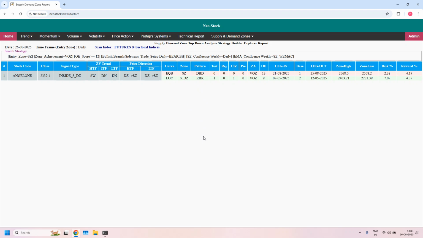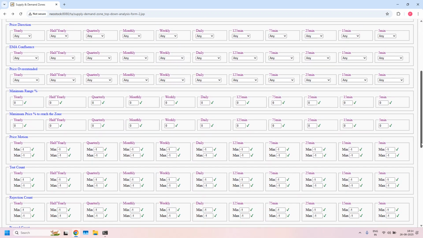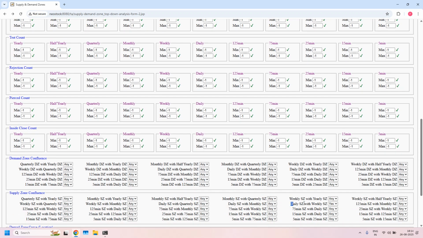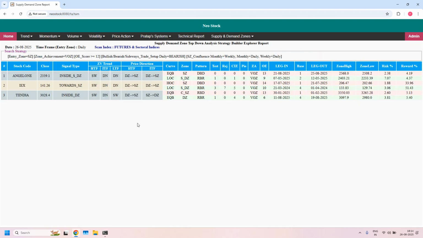Okay, next, LTF, ITF, HTF supply zone confluence. I am removing EMA filter. In the supply zone confluence, 3 filters I have to add. First one, daily and weekly, already enabled. Next, daily and monthly, I am enabling. Weekly and monthly also enabled, with all the three filters. We got again all three stocks.